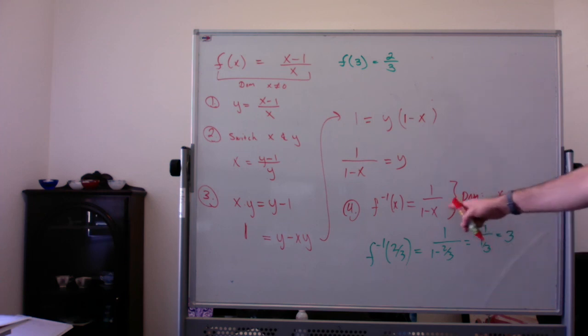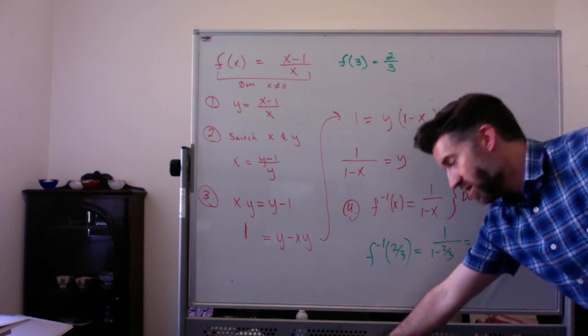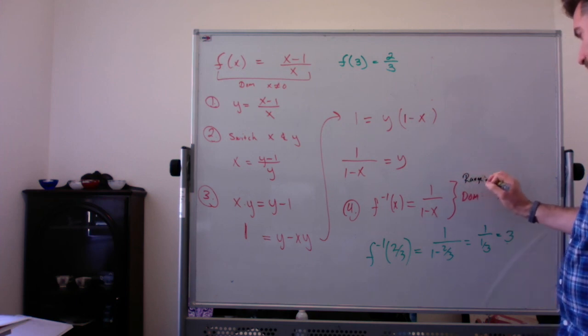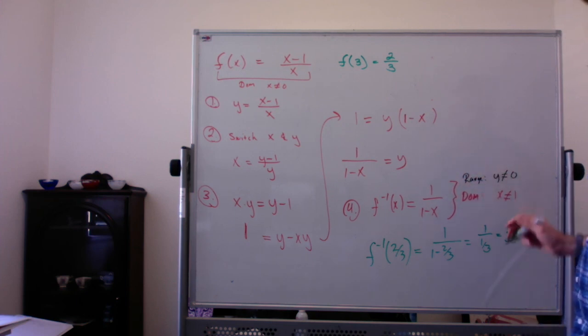But if I look at this function, I can also see the range. The range here is y can't be 0. I can see that in two ways.